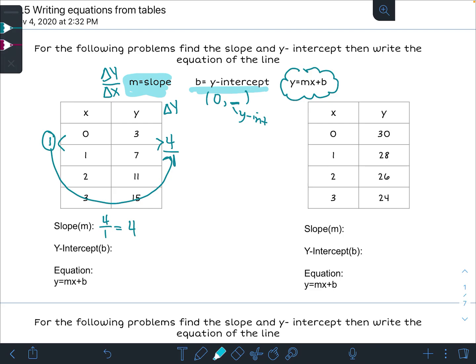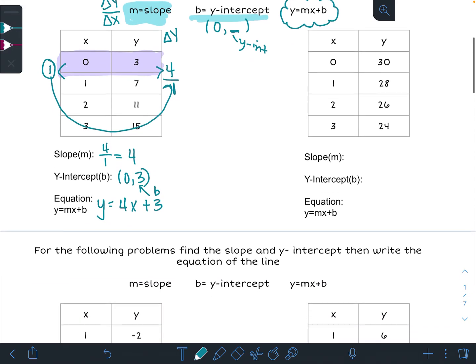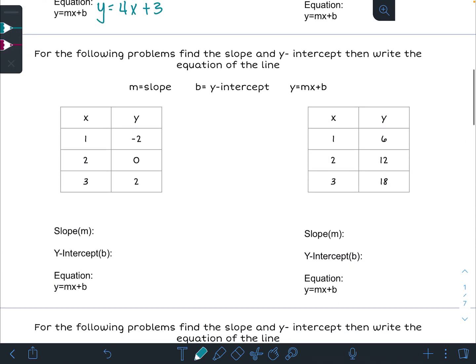Fortunately, on this one, it tells me in the table that my x value is 0 here. So when my x value is 0, I know that that is my y-intercept. So my ordered pair would be 0, 3. That 3 would be my y-intercept b. So when I go to write my equation, I'm going to have y equals 4x plus 3. So I have my equation. I'm going to leave the one over here on the right for you to practice in a little bit because I want to do a couple of other examples with you.